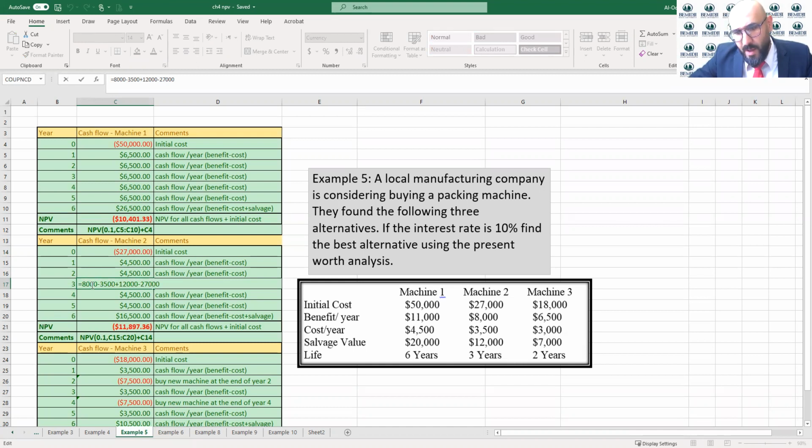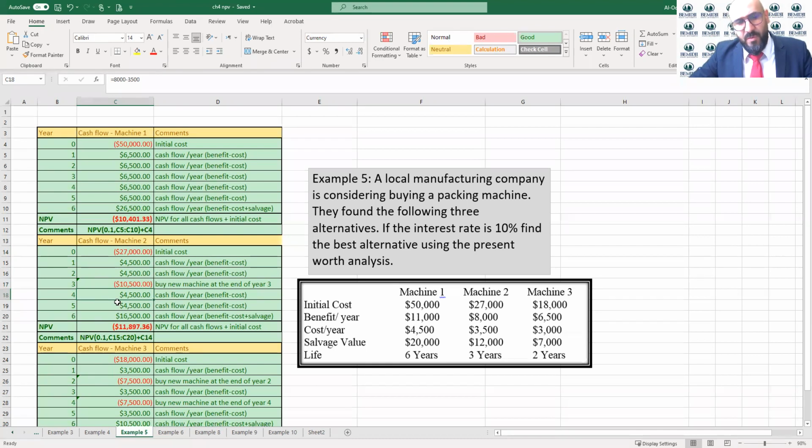We have to collect the benefit of 8,000 minus the 3,500 cost, plus the $12,000 that's the salvage from the old machine, and we have to subtract 27,000. That's the initial cost for buying a new machine.